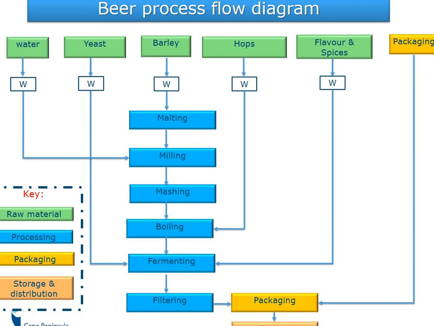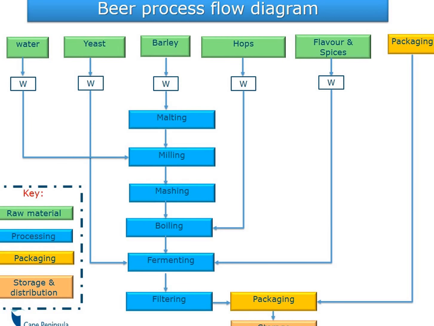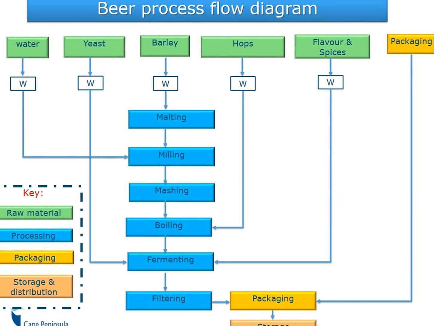This is where you add in your yeast, and again processing temperature, processing time, and pH are important. In this case you can also add in flavorings and spices. From there you have filtering. So you filter out the yeast, then your beer goes for packaging. So this is where your packaging comes in. Your packaging can either be in bottles or in cans. Then it goes through a storage process.